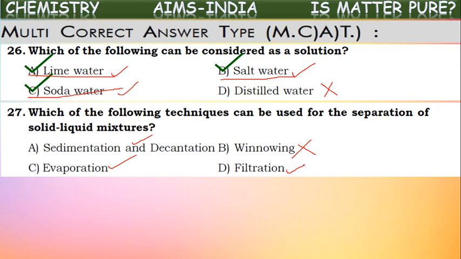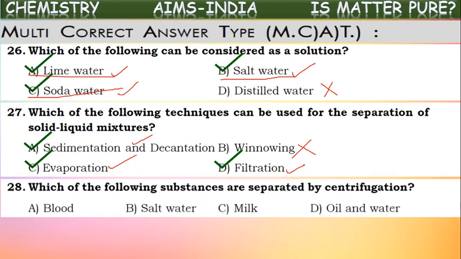Now, sedimentation and decantation, evaporation and filtration. In these three processes, we can separate solid liquid mixtures. But winnowing is used for separation of solid mixtures. Except that, the remaining three will come under correct answers. Okay, next one.